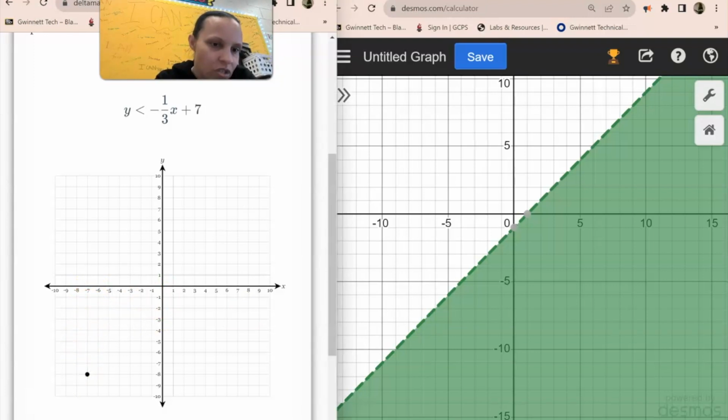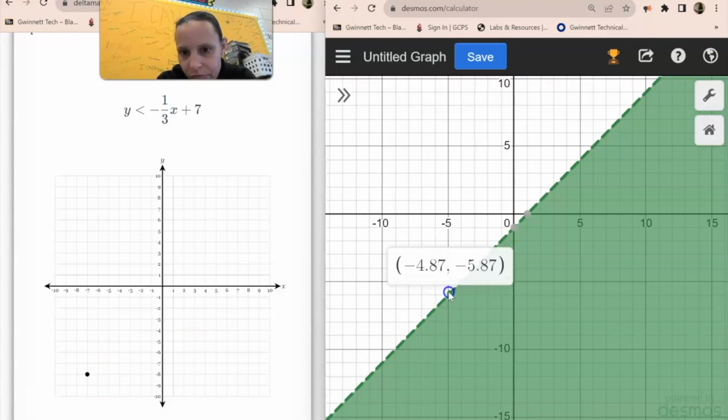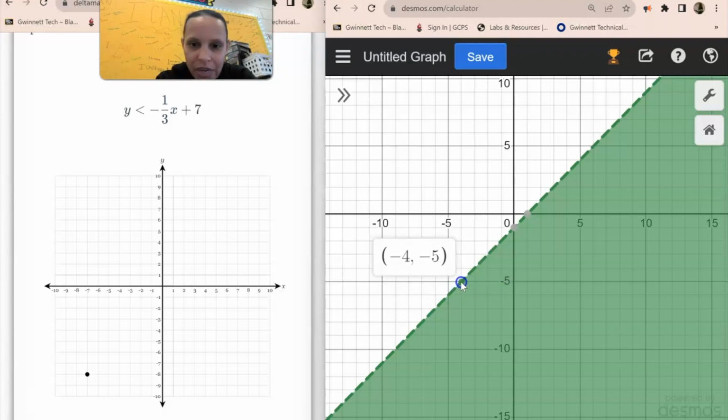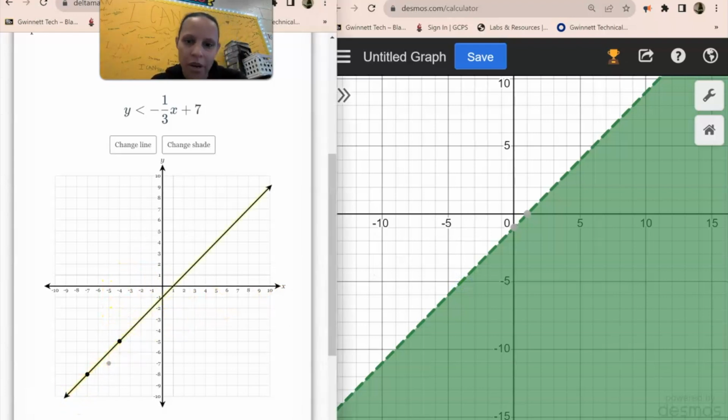And this is great because it shows you it doesn't matter what the numbers are. Once you get two numbers, it makes a point. All right, keep going. There's another one, -4, -5, -4, -5. There are my 2 points.